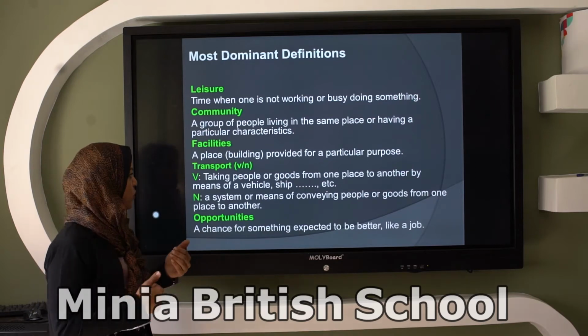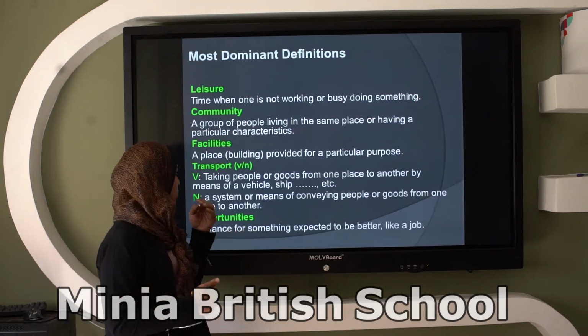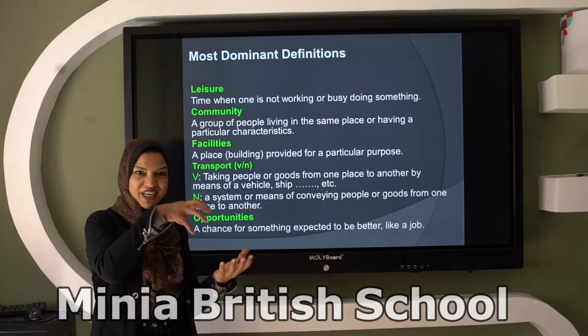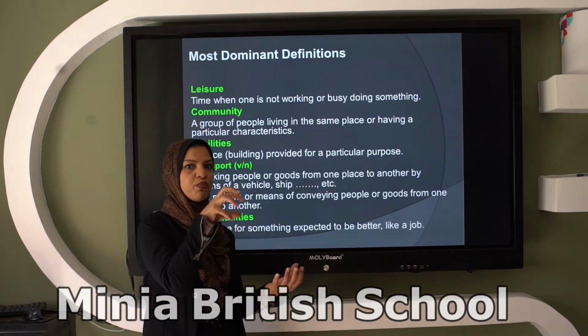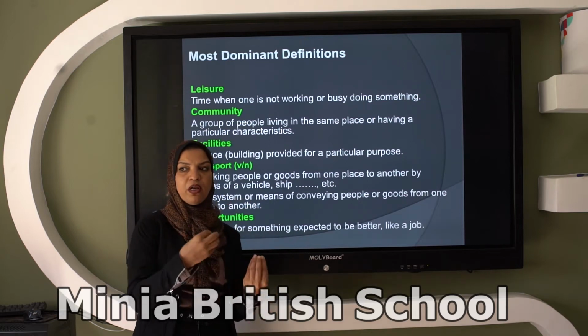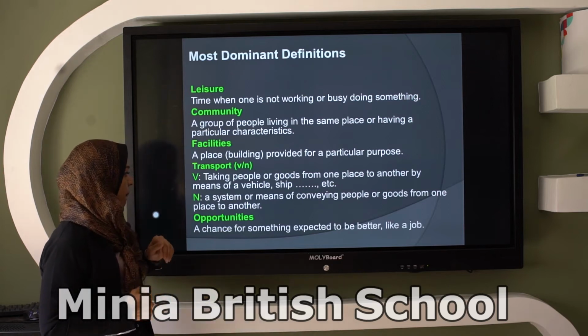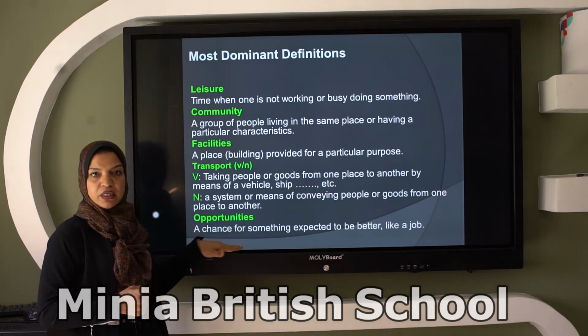So that's the difference when we try to translate that in Arabic. We transport, like yanqul, and transport like transportation. Okay, so it's the process of transporting people from one place, or even goods, as I said, from one place into another. Now, the opportunities.